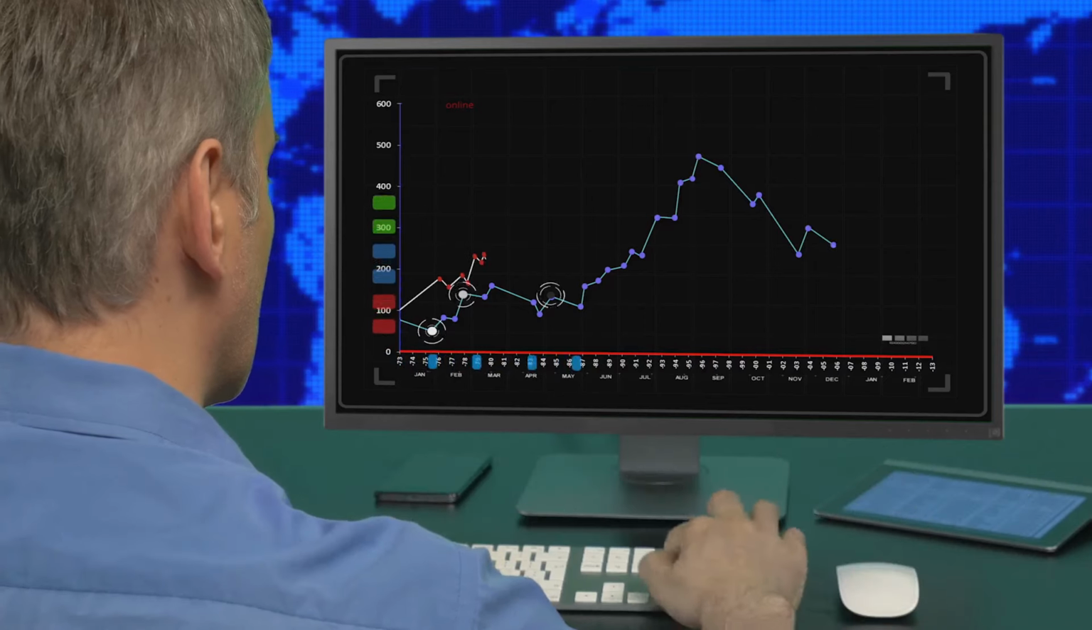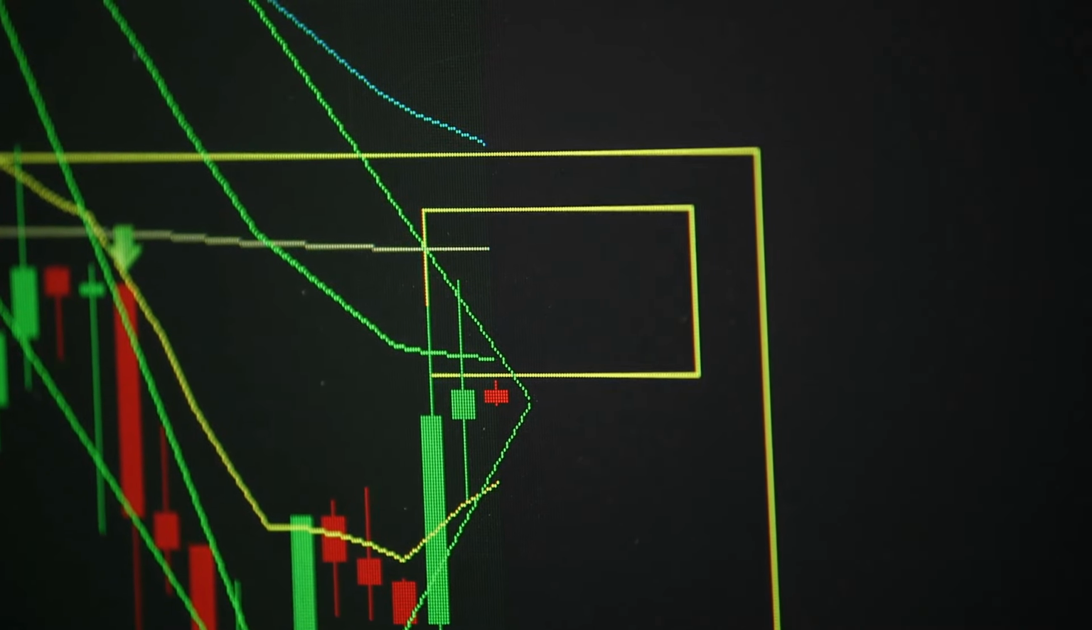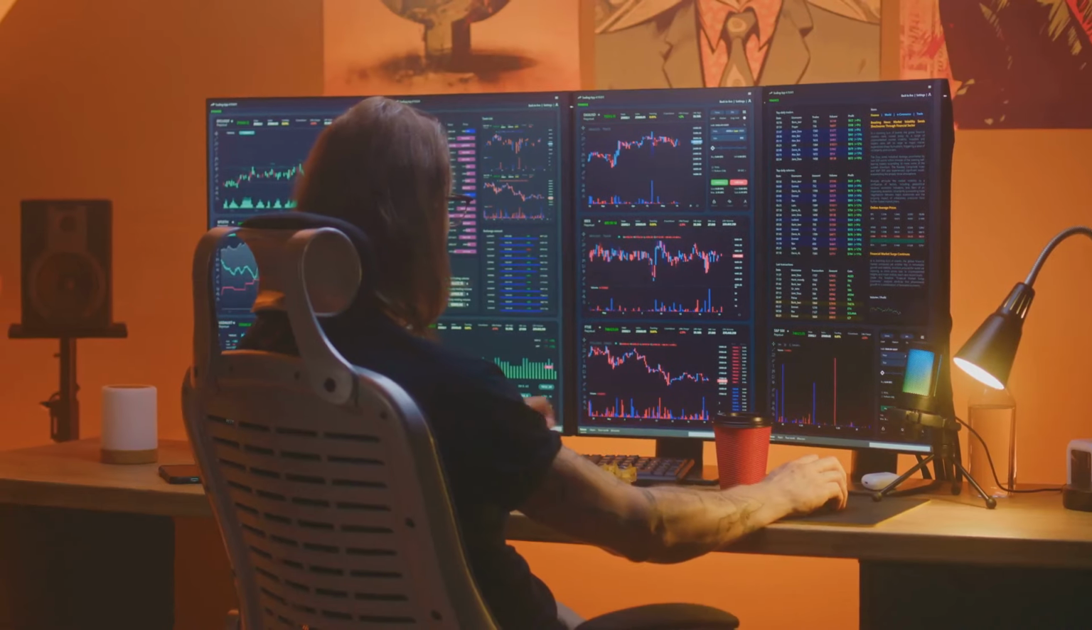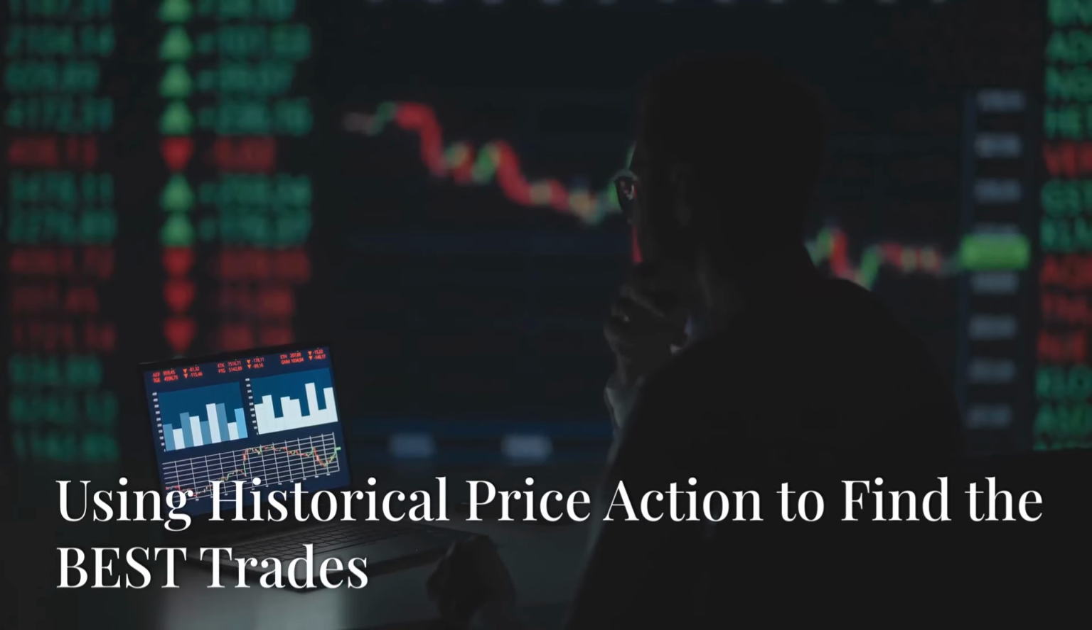Let's dive into identifying support and resistance levels. Use historical price action, round numbers, and trendlines, moving averages, Fibonacci retracement, volume profiles, and pivot points.